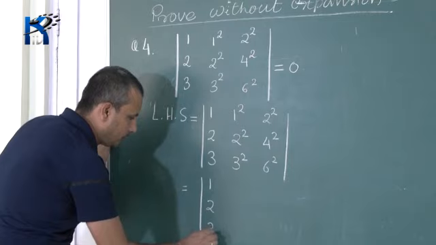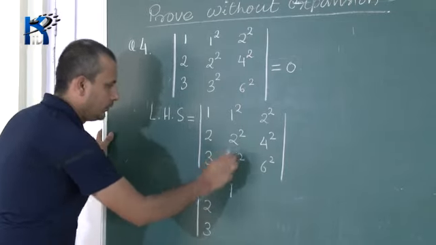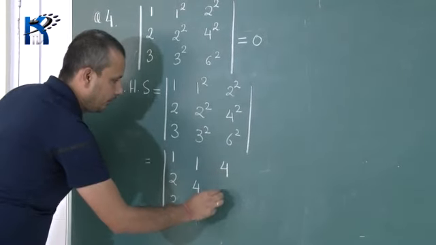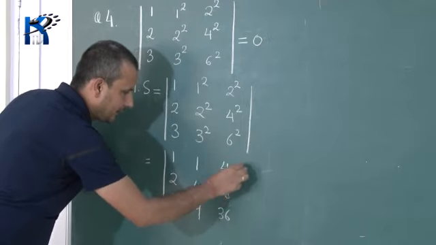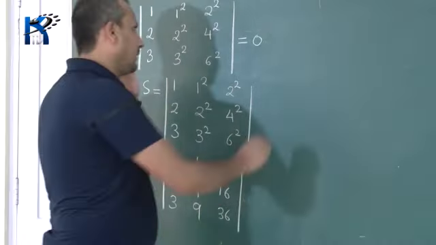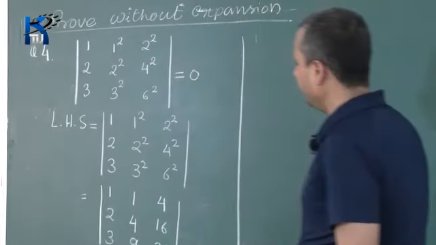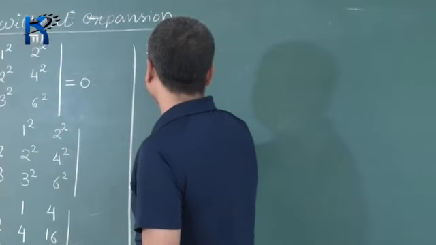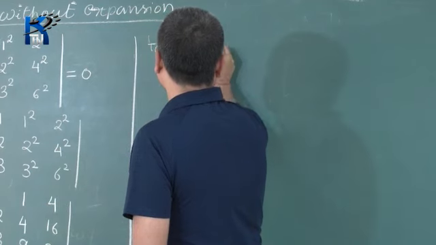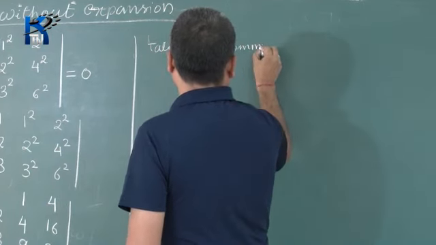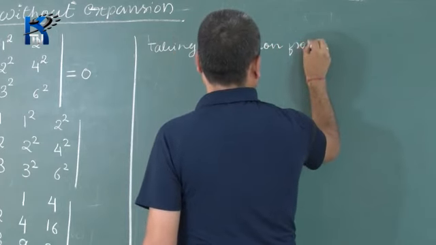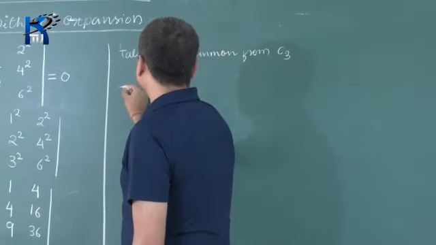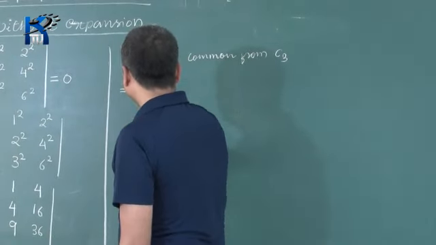1, 2, 3, and then 1 square is 1, 2 square is 4, 3 square is 9, 2 square is 4, 4 square is 16 and 6 square is 36. Now, in properties we did these things: common can be taken out from a single row or from a single column. So I'll take 4 common from column 3. This property I am using over here.